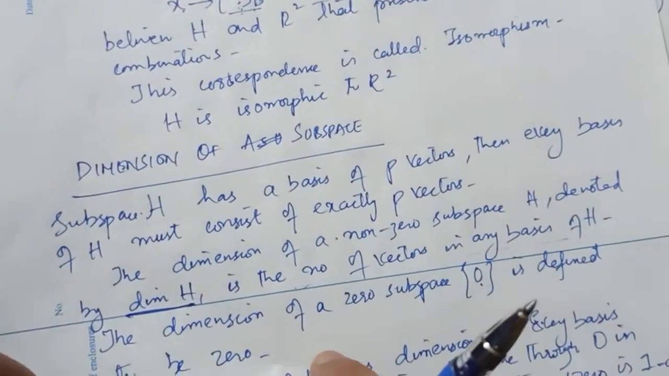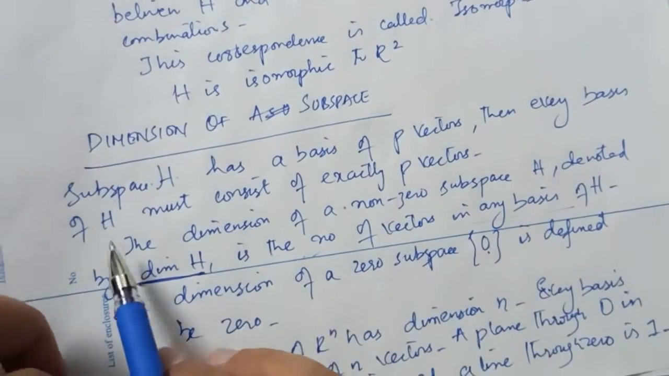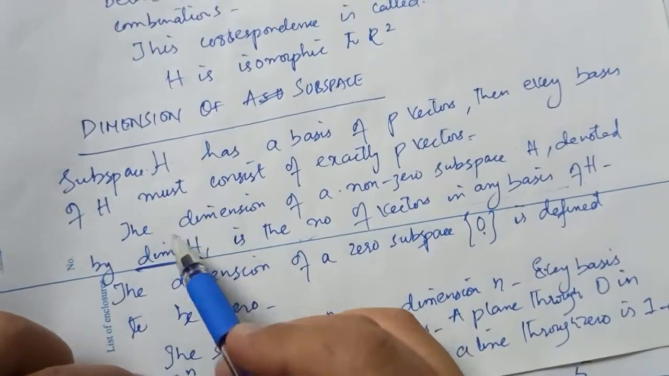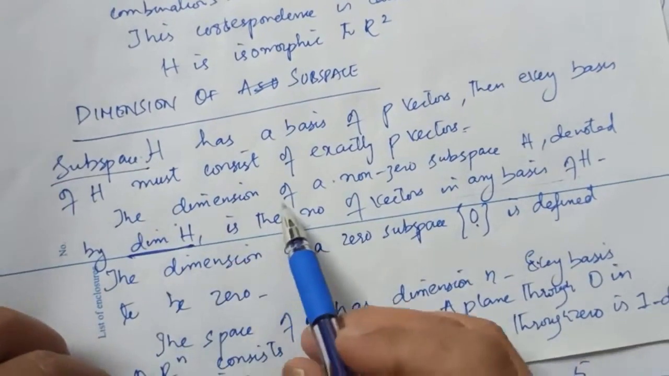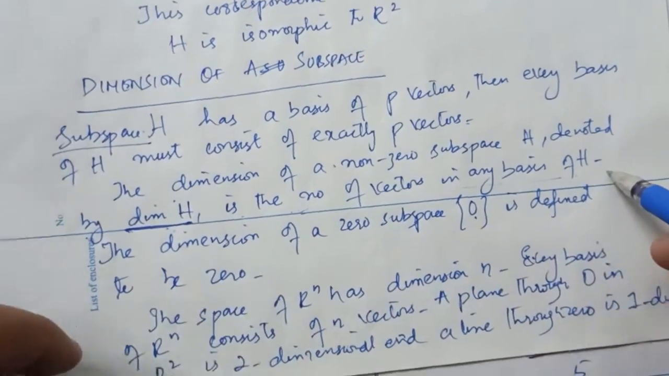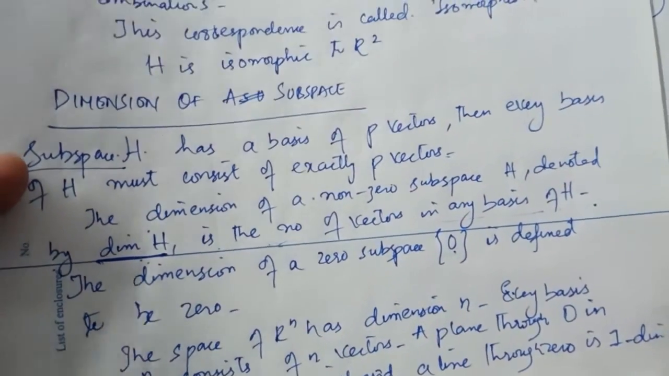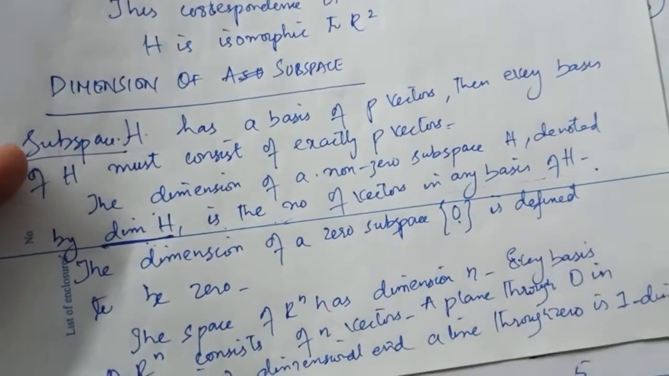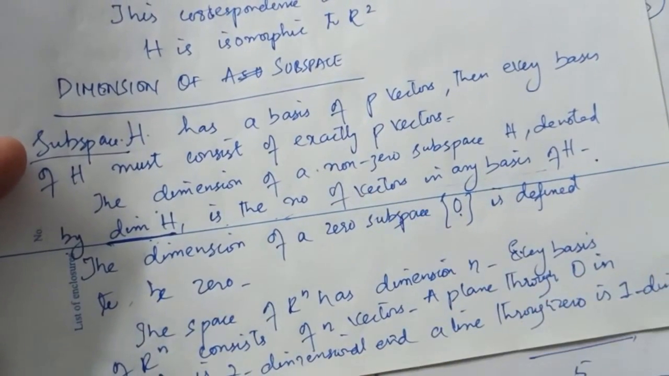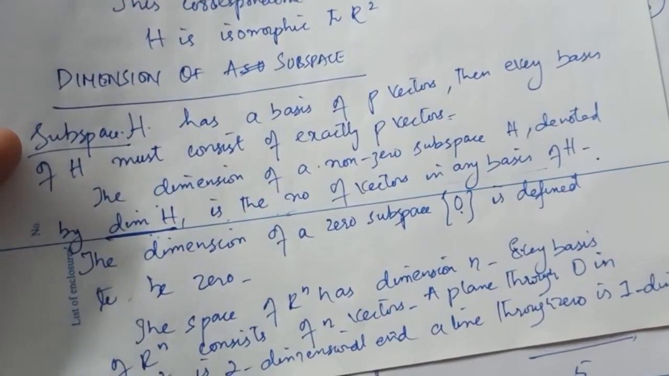Similarly, we defined the dimension of a subspace, and we said that if the subspace has a basis of p vectors, then every basis of H must consist of exactly p vectors. The dimension of a non-zero subspace H, denoted by dimension of H, is the number of vectors in any basis of H. So the number of vectors in any basis of a subspace is the dimension of the subspace. Okay. I related this to the example that we did in the last lecture, where the dimension of that null space was 3.